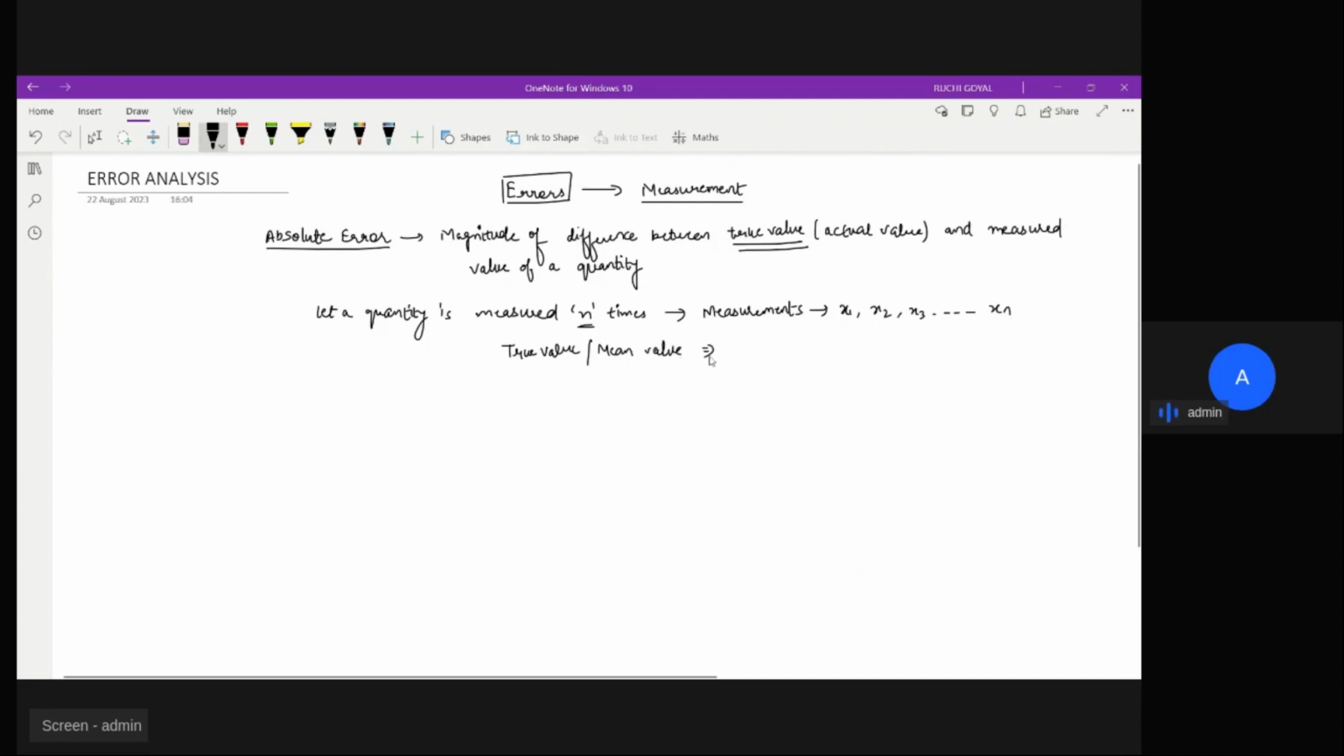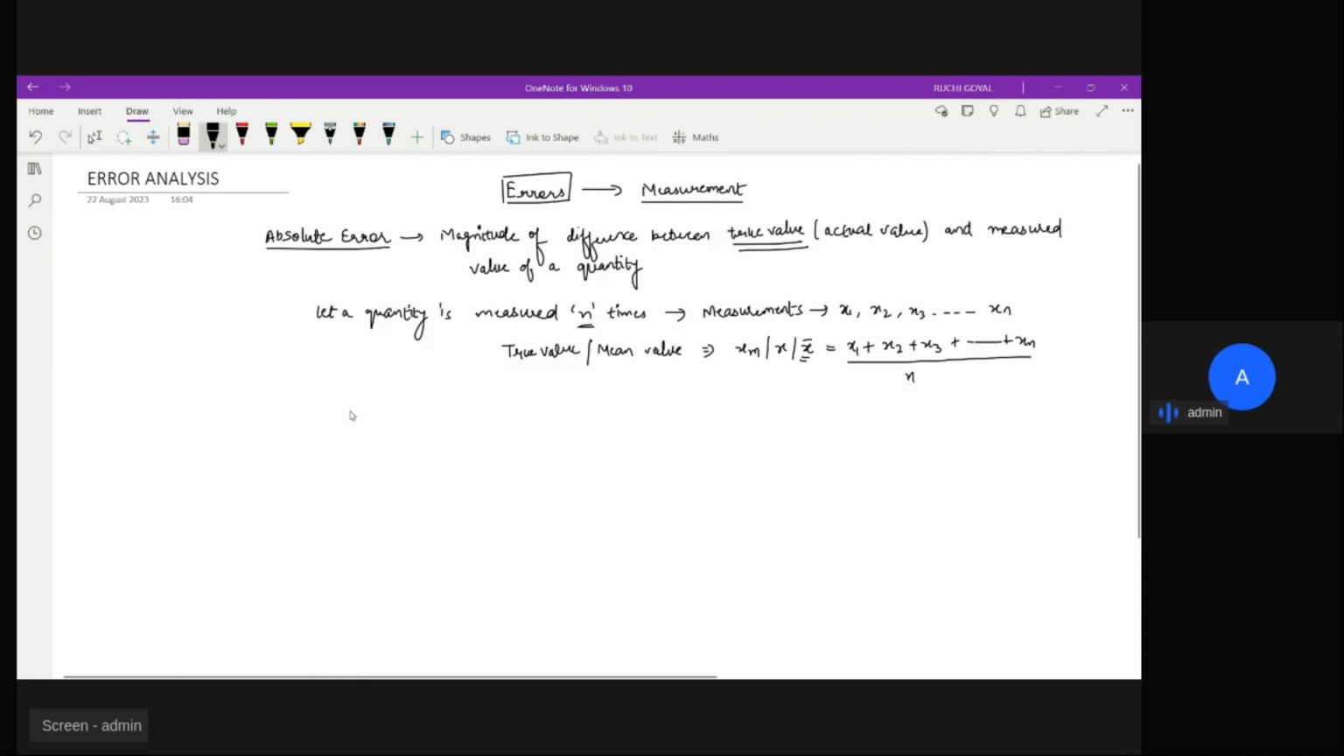We can denote it by mean value xm, or we can write it as x, or we can write it as x bar. In many books it is written as x bar. So you have to find the mean value. We know the formula of mean value is sum of observations divided by total number of observations. So we can write sum of all measurements divided by total number of observations. Total number of observations is n here. So this is how we find these.